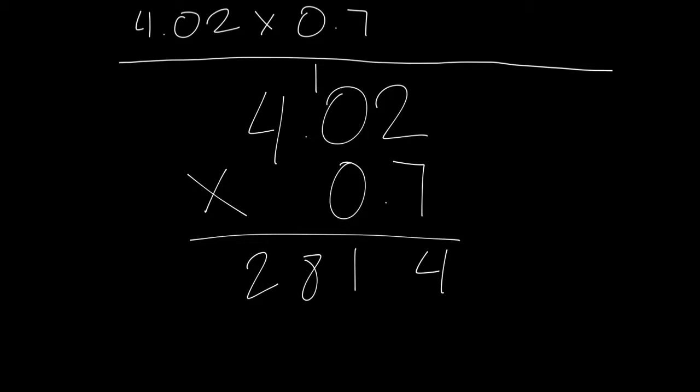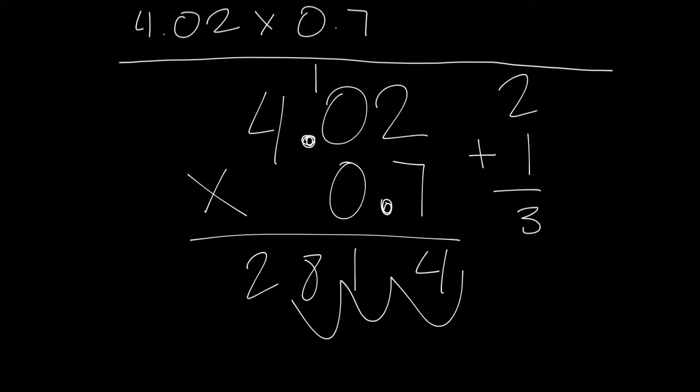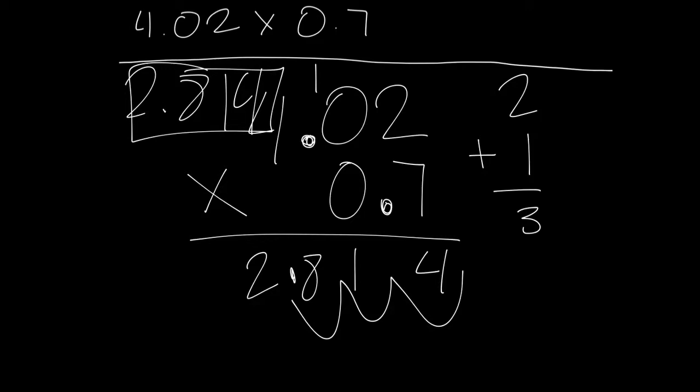And then you would see where the decimal is on both. So the decimal's right there. So it has 2 plus 1, which is 3 decimal places. So I go like this. And then it would equal 2.814. And that is my answer.